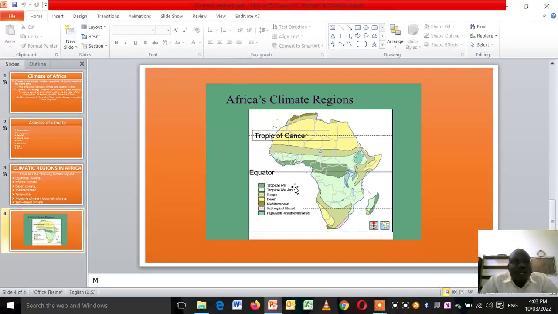Now, how do you describe equatorial climate? This is how you can describe equatorial climate. You can say it is hot and wet throughout the year. And what does it mean? When we say that it is hot, it means that these areas that experience equatorial climate have high temperatures. And when we say that it is wet throughout the year, what does it mean? It means that these areas receive rainfall throughout the year.